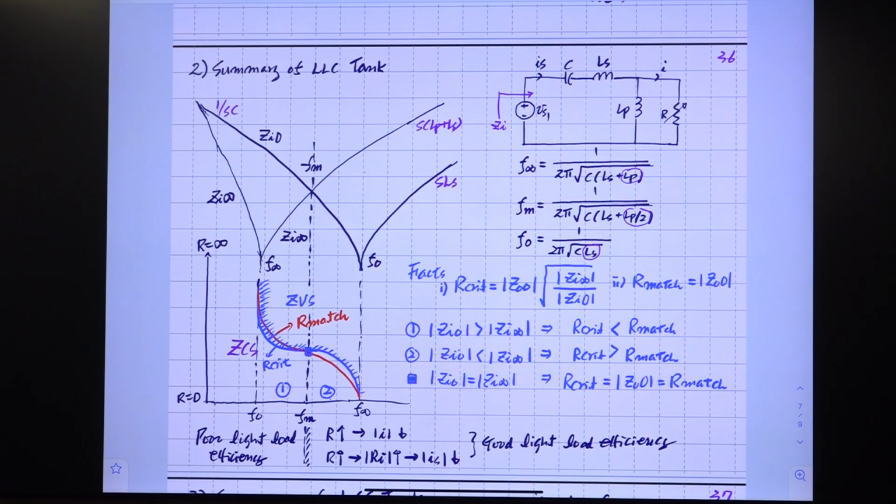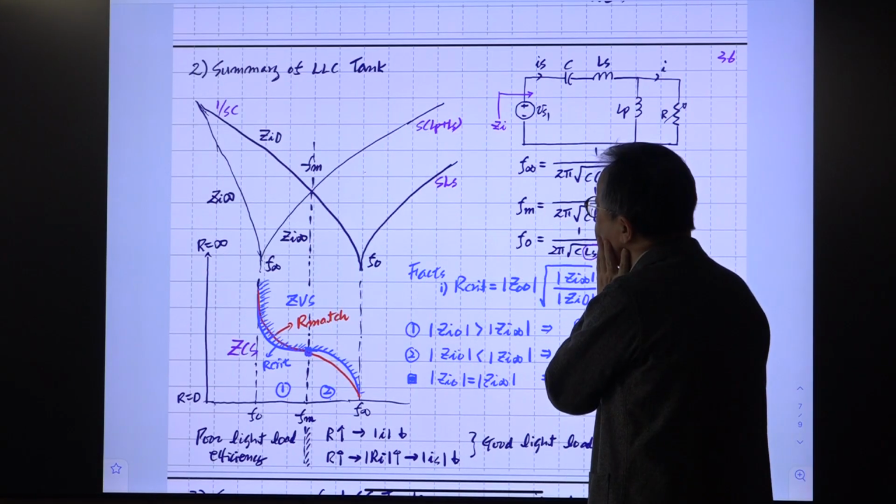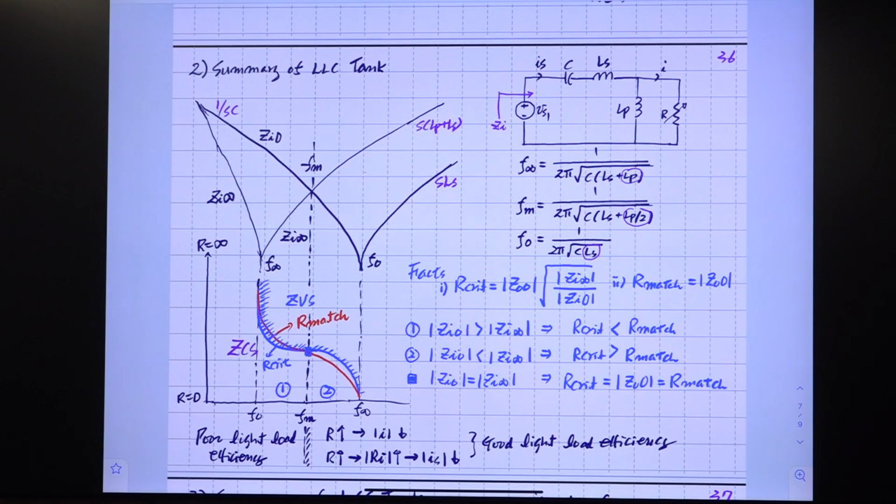This is the final story, a summary of the LLC tank. Characteristics of the LLC tank. Most of this is known. We already went through this, right? So, take a look at this.